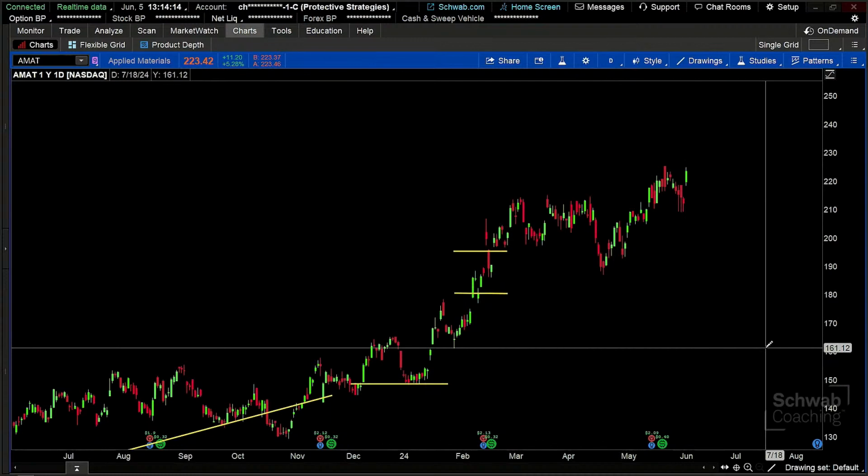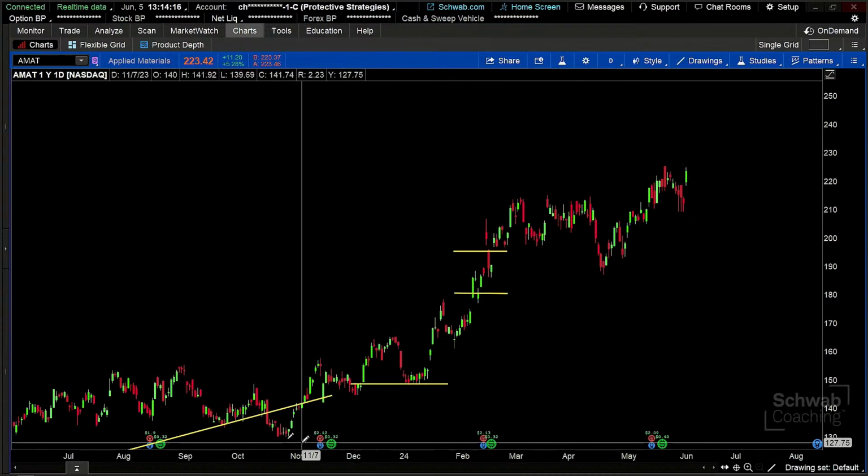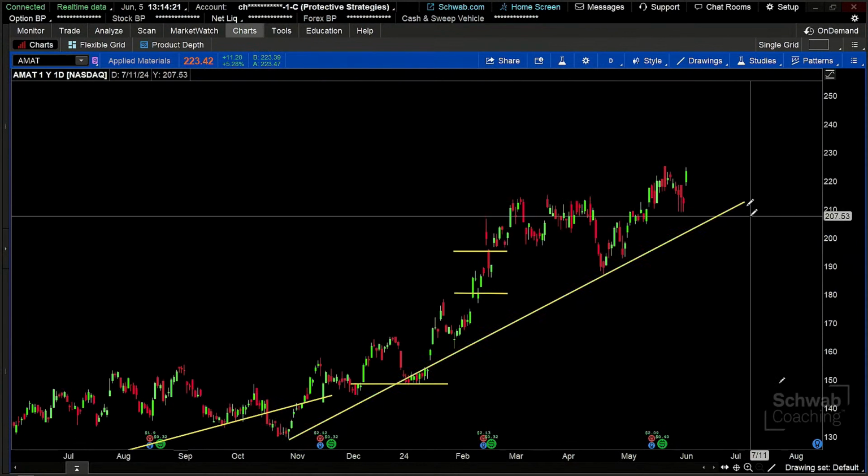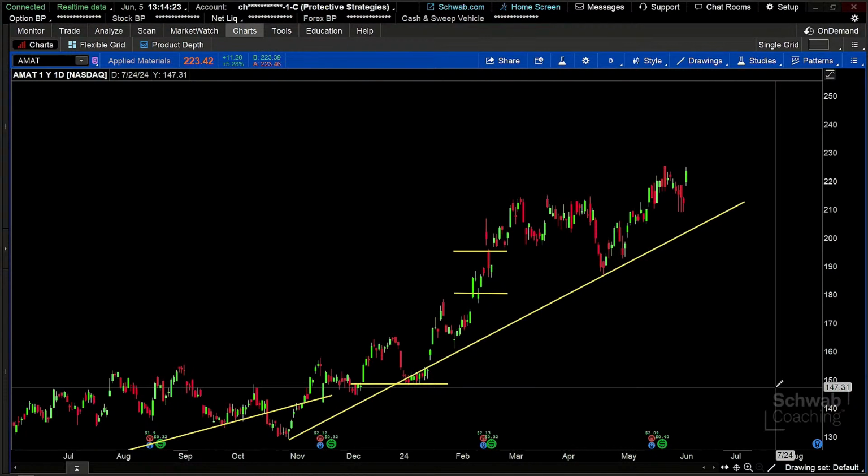So now, we could probably make the argument, we could probably draw some diagonal trend lines here that suggest that this particular stock is continuing to make higher highs and higher lows. That might be one of the reasons why we own it in this particular portfolio.